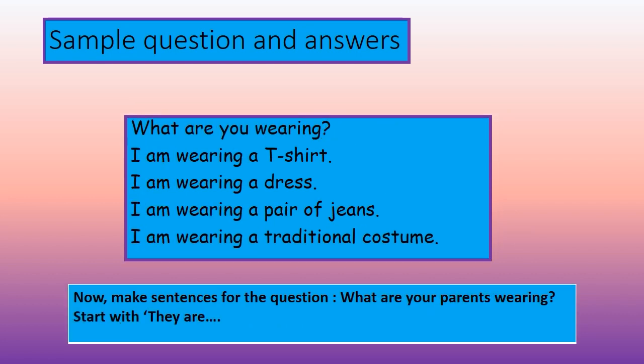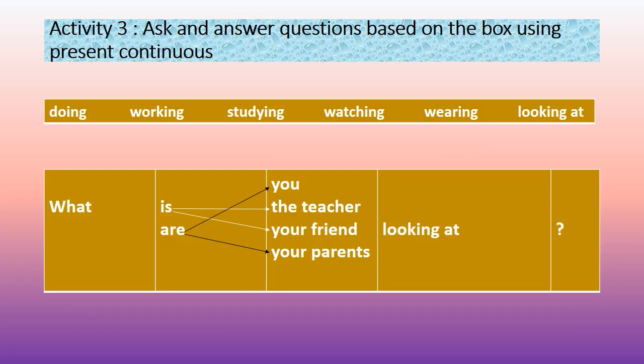What are you wearing? I am wearing a t-shirt. I am wearing a dress. I am wearing a pair of jeans. I am wearing a traditional costume. Now make sentences for the question, what are your parents wearing? Start with they are. Good. Now let's see the next slide, how to make question using looking at.